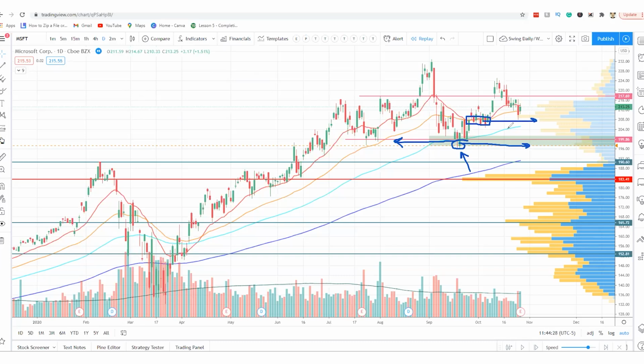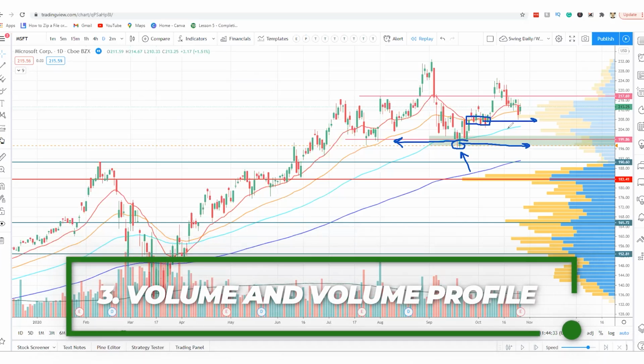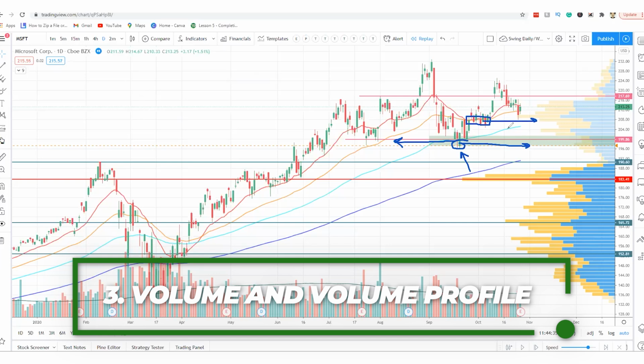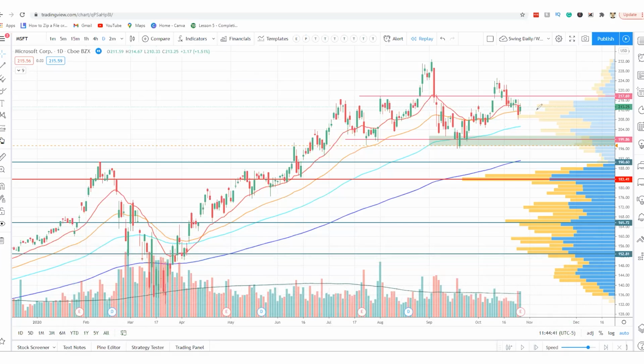So number 3, when I'm looking at this, what makes sense in terms of volume and volume profile? I'm a big fan of volume and volume profile. If we look at volume profile on the right-hand side, you can see there's a big volume cluster right here, a value area, right? Within this area, you're going to want to see price moving around. Microsoft is going to be attracted to this big volume area.